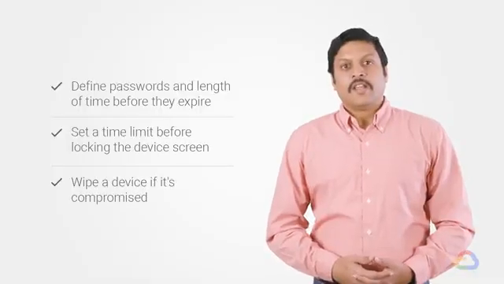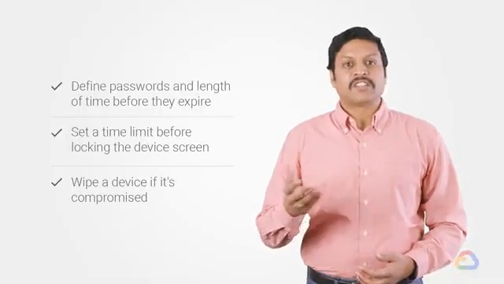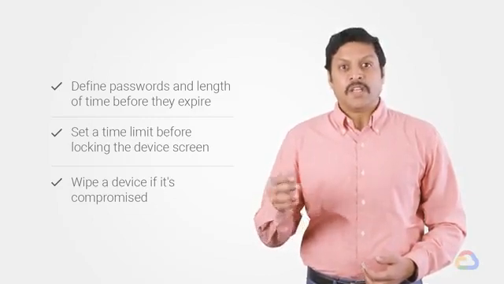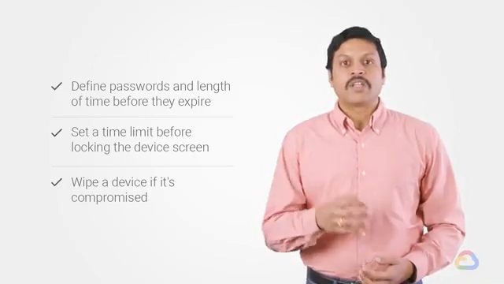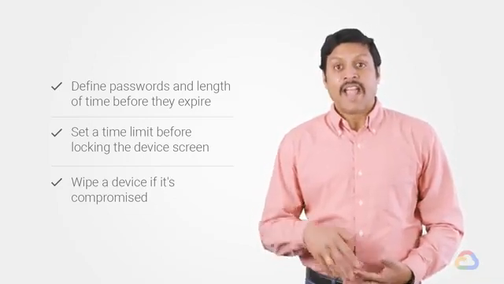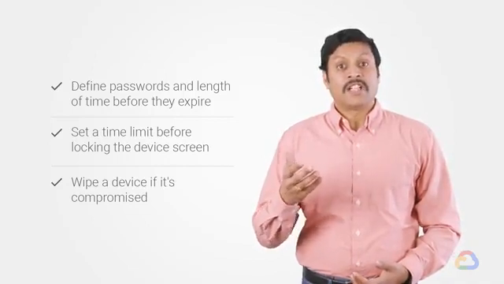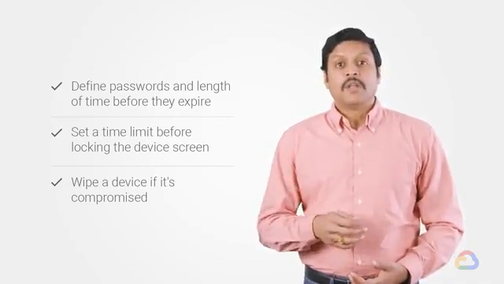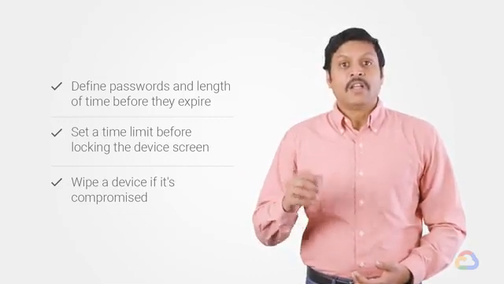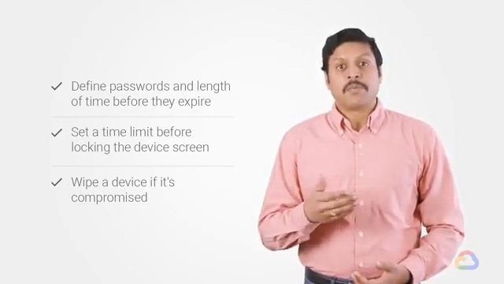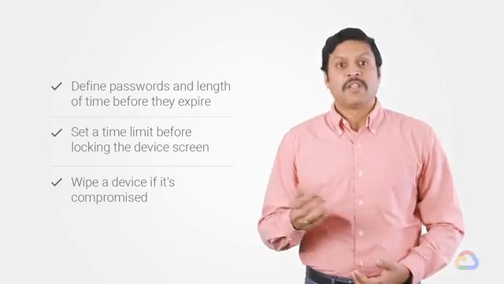Lastly, you can monitor and control who has access to your organization's mobile devices by using password settings to protect your organization's data. You can define a password type and strength and determine a length of time before it expires. You can set an elapsed time limit before locking the device screen, and you can wipe a device if it's compromised by too many failed attempts. You'll learn more about these in the mobile management module that follows.